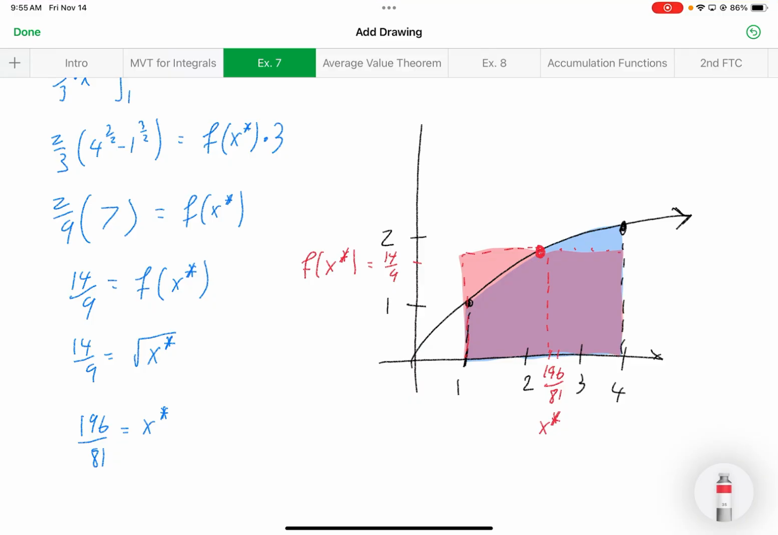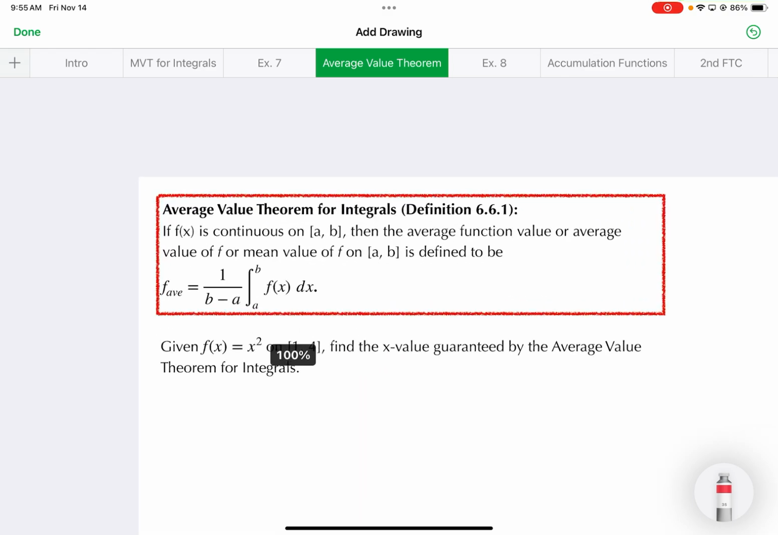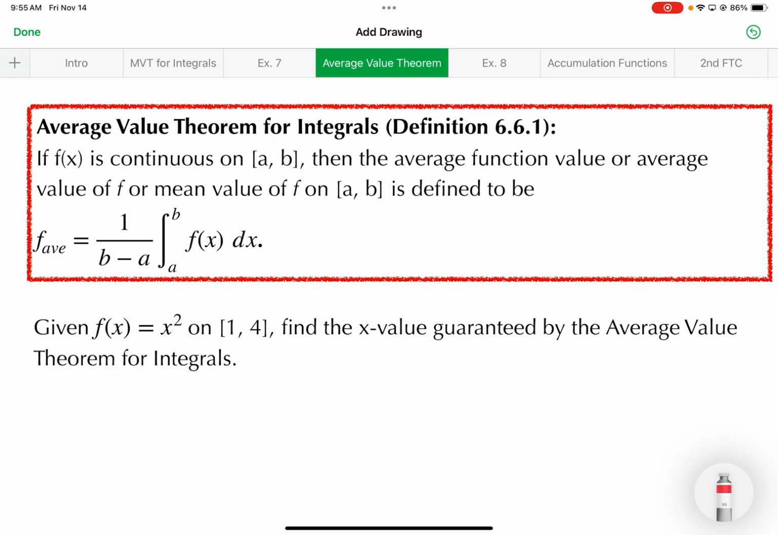Okay, cool. Average value theorem. So we did mean value theorem already. There's also something called average value theorem. I believe your book actually gives it a definition instead of calling it a theorem itself, which is really easy to prove, so I guess I could see why it would be considered a definition. But honestly, it's very similar to what I just gave you guys.